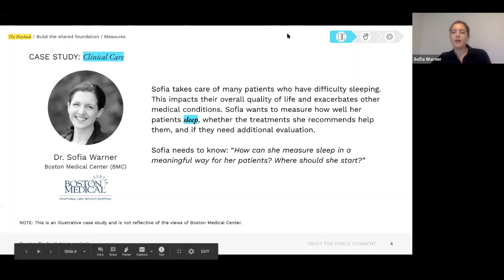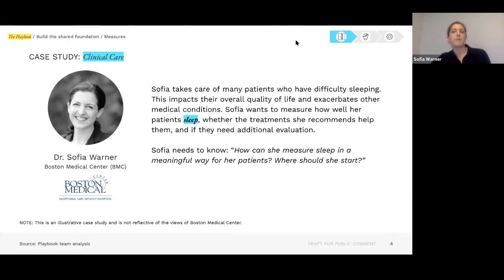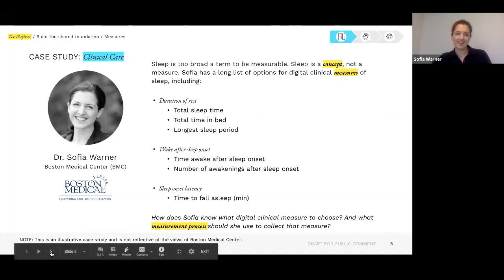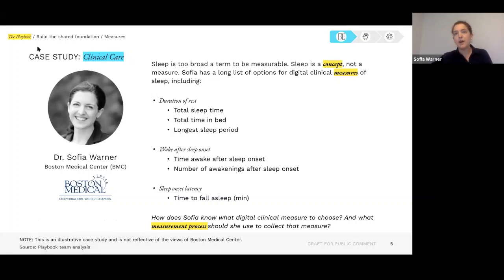I want to think about how I can measure sleep in a meaningful way for my patients and where are some places I can start. So we can move to the next slide. But sleep is a very big term. And I think when we hear a patient say that they're not sleeping well, it's really important to drill down from sleep as a broad concept and think about the measures that could be included when we think about sleep.